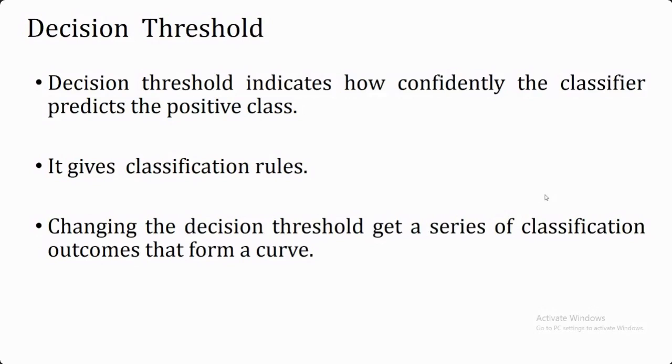Now if we have different decision threshold values, then based upon these different values, you will have a series of classification outcomes. With that you can form a curve, and that curve we are going to see.